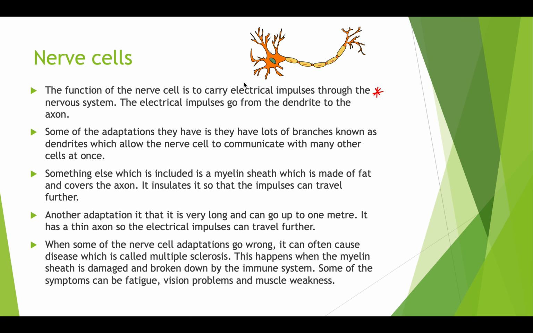So this is a common disease with people with weak nervous systems, and this is normally caused because there's some problem with the electrical impulses traveling from one part of the body to another. So this happens when the myelin sheath is damaged and broken down by the immune system. Some of these symptoms can include fatigue, vision problems, and muscle weakness. So nerve cells can cause a really big disease, so it's important you look after them.